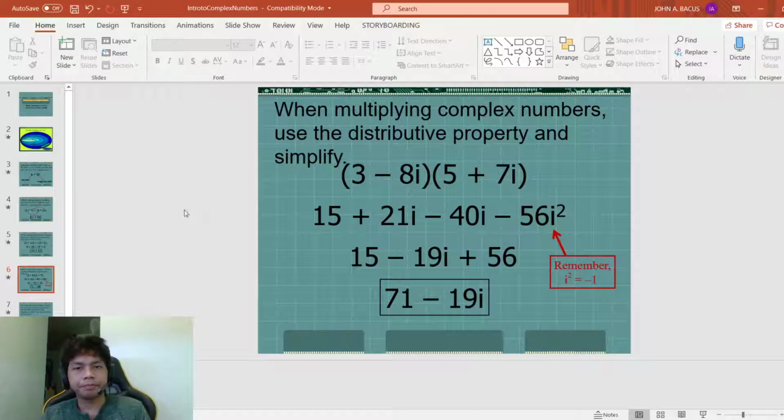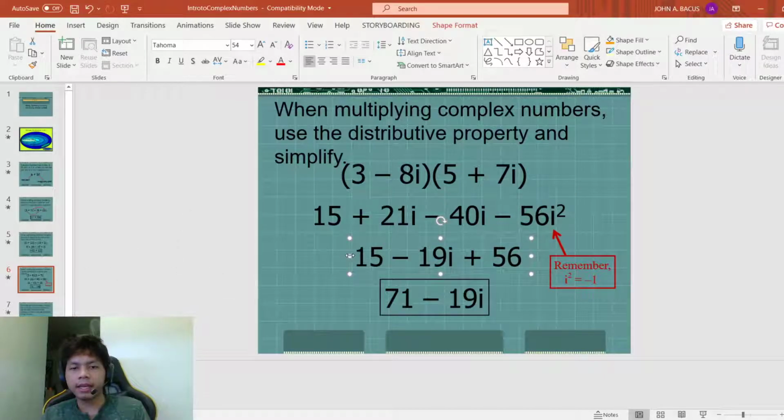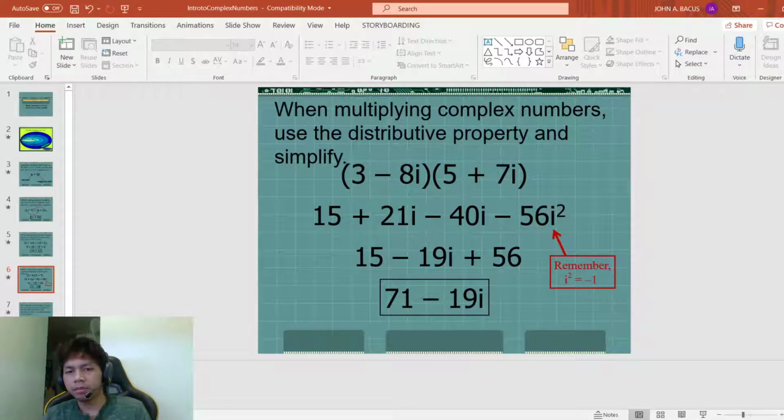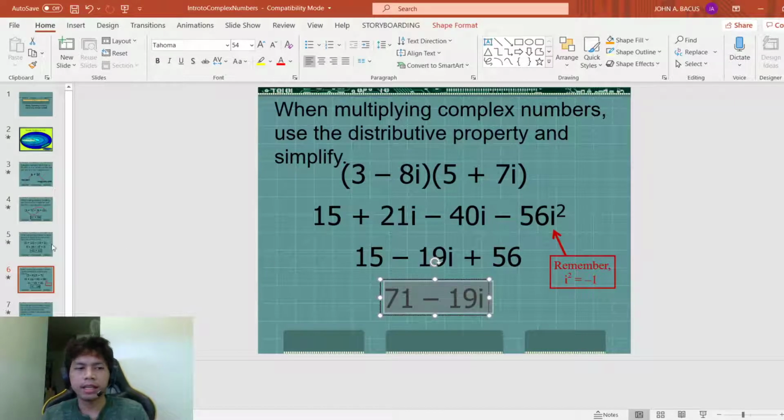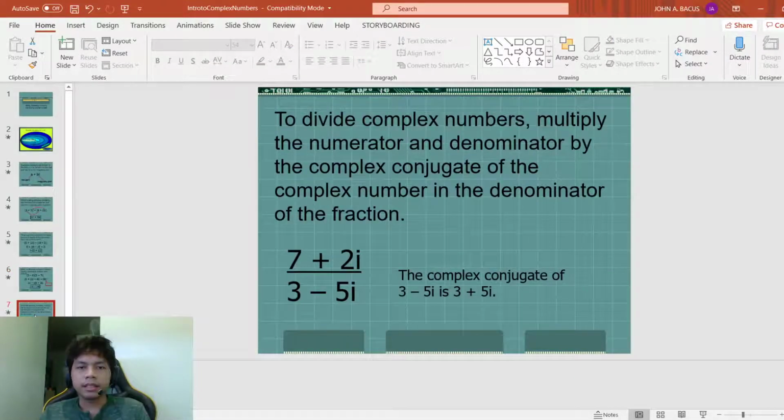So simplifying this expression, you will have 15 plus 56, since negative 1 times negative 56 is positive 56. Then add the real numbers and retain the imaginary part: 71 minus 19i. Now this is your final answer. All right, for dividing complex numbers, don't worry, I will have more examples, one example each of the operations for you to understand more.